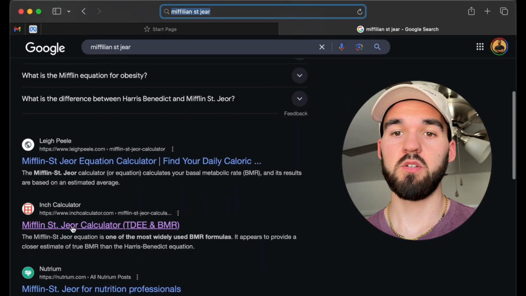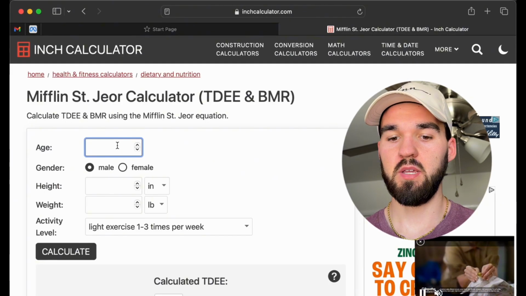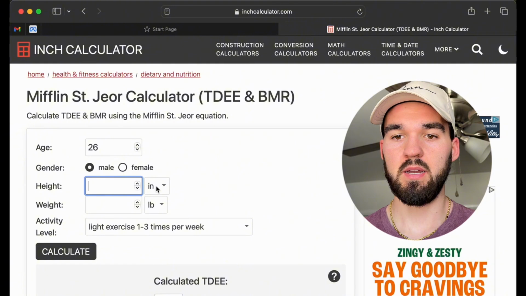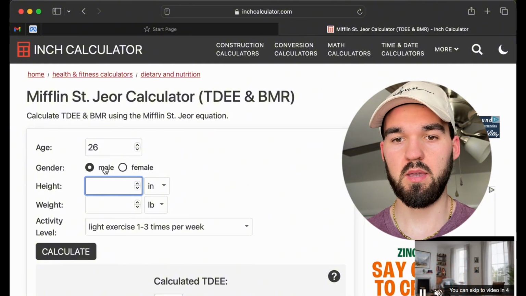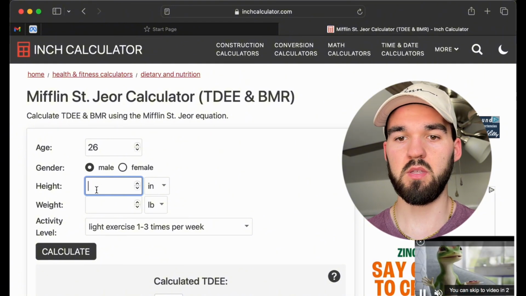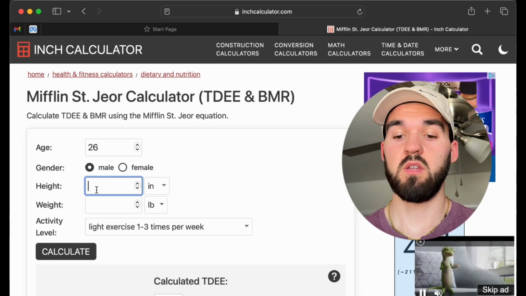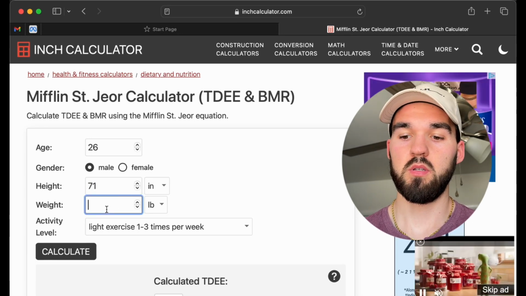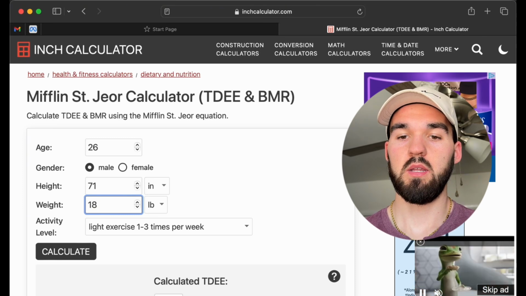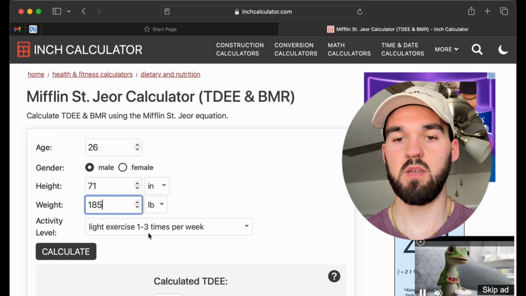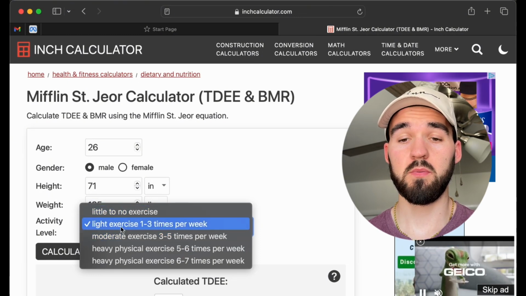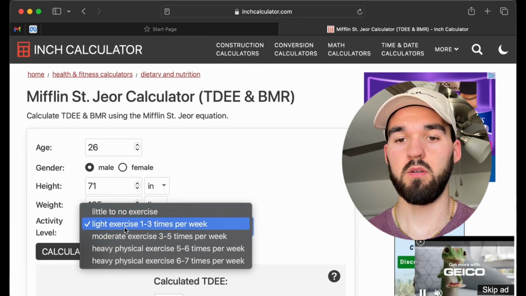All right, so we're going to go to the Mifflin-St. Jeor calculator. We're going to put in our age, male or female. We're going to put in our height. Notice it is in inches, so I am about 5'11", so that means we're going to put in 71 inches. And then weight, we're going to put 185, let's say.